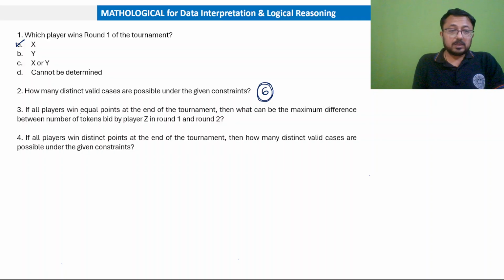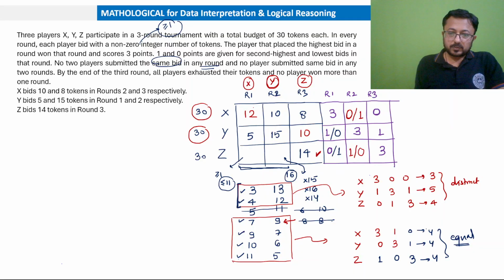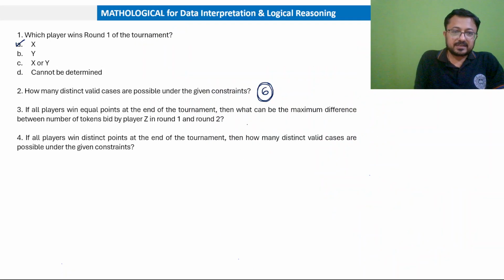Third question: if all the players won equal points at the end of the tournament, then what can be the maximum difference between the number of tokens bid by player z in round 1 and round 2? Okay, what will be the maximum difference in the number of tokens bid by player z in round 1 and round 2, and which case do we have to take? The equal points one. So in case of equal points, the differences are either 2 between 7 and 9, again 2, or 4 or 6. So the maximum difference is when z has bid 11 tokens in round 1 and 5 in round 2. So the difference in that case is equal to 6.